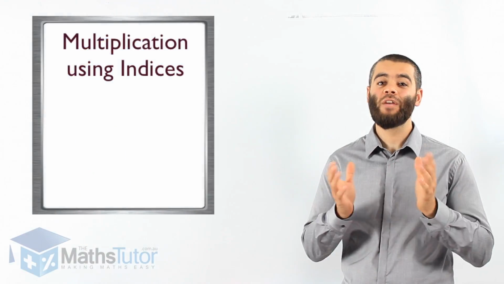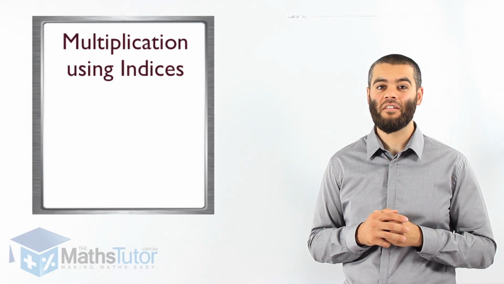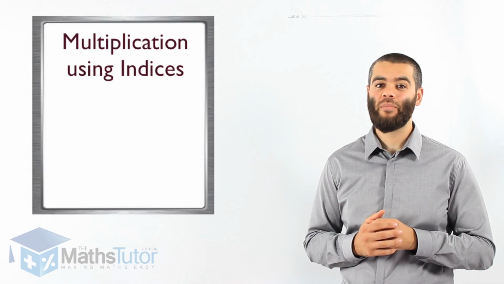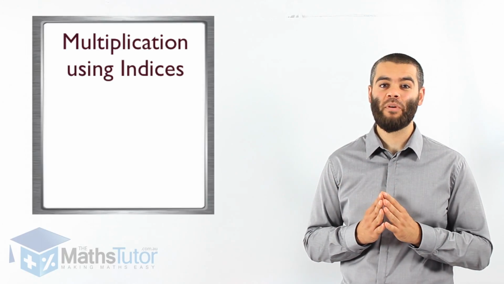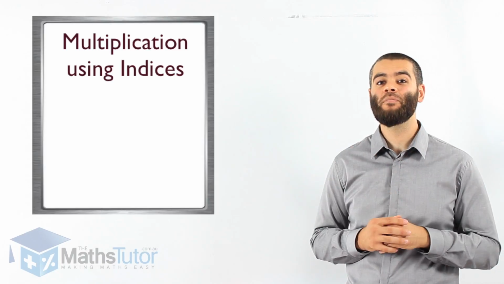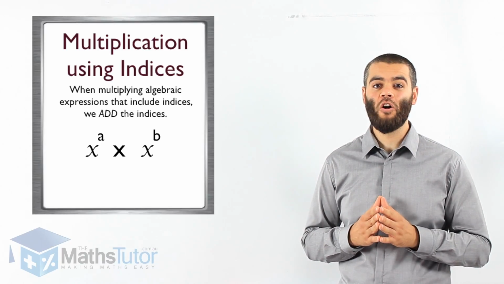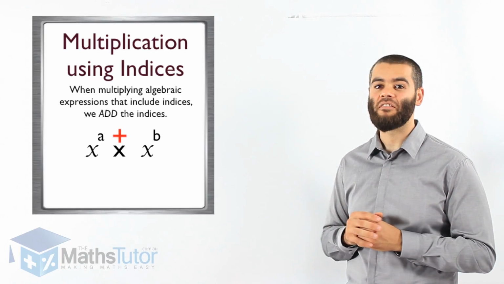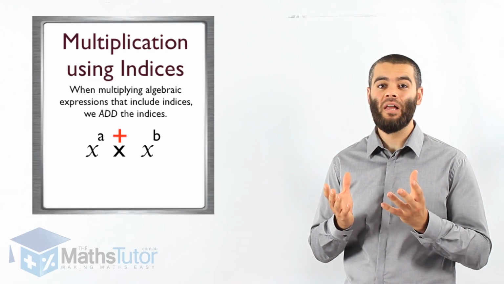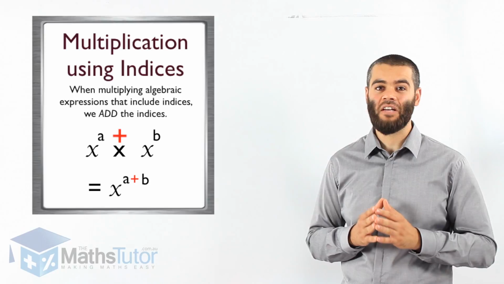Hey guys, today we're working with algebraic expressions that involve indices. In particular, we're going to learn how to multiply algebraic expressions that involve indices, that involve powers. The rule is simple. When we are multiplying and we have indices involved, we add the indices. It's that simple.